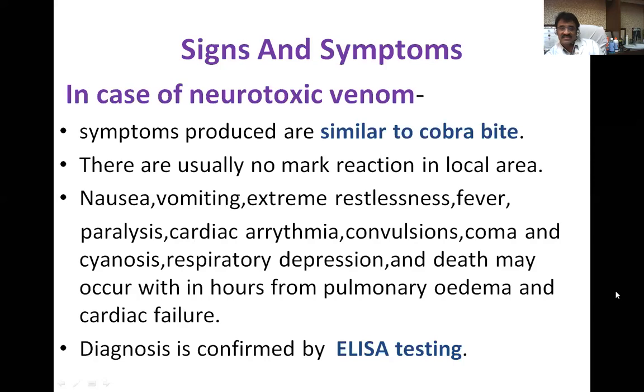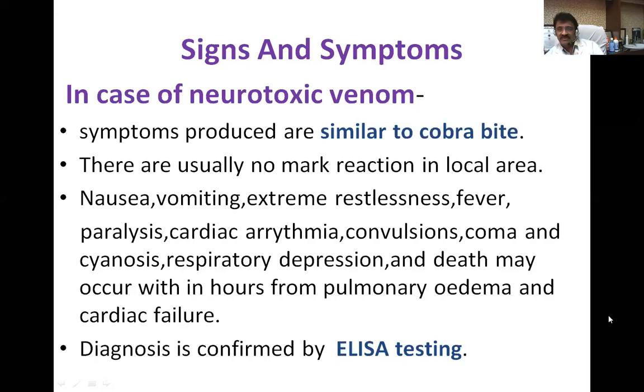If the condition is severe, it will lead to convulsions, coma, cyanosis, respiratory depression, and eventually death may occur within hours from pulmonary edema and cardiac failure. So neurotoxic scorpions are more dangerous than hemolytic scorpions as far as life is concerned. And this neurotoxic venom bite of a scorpion can be diagnosed by ELISA testing.